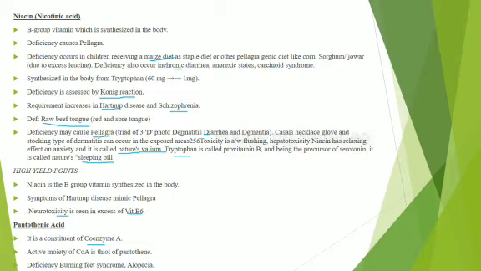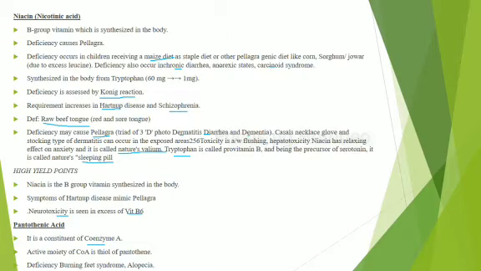Deficiency also occurs in chronic diarrhea, anorexia and carcinoid syndrome. It is synthesized in the body from tryptophan, and deficiency is assessed by Kodicek's reaction. Its requirement increases in Hartnup disease and schizophrenia. Deficiency may lead to raw beef tongue, a red and sore tongue.